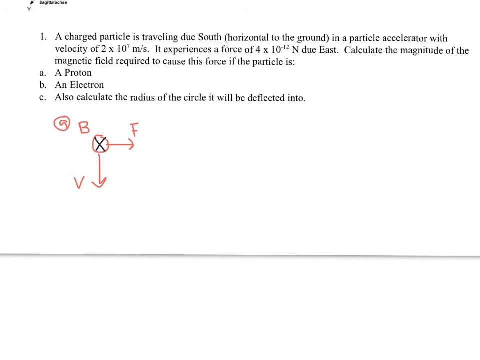Now it says, calculate the magnitude of the magnetic force. Okay, so we're just going to plug into the equation. The equation is F equals QVB sine theta. Theta is 90 degrees. So we just plug in. I'll do that.